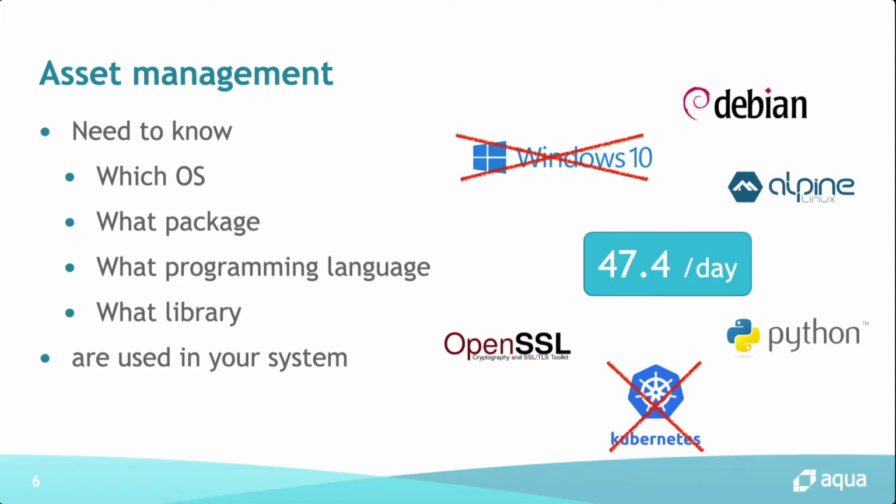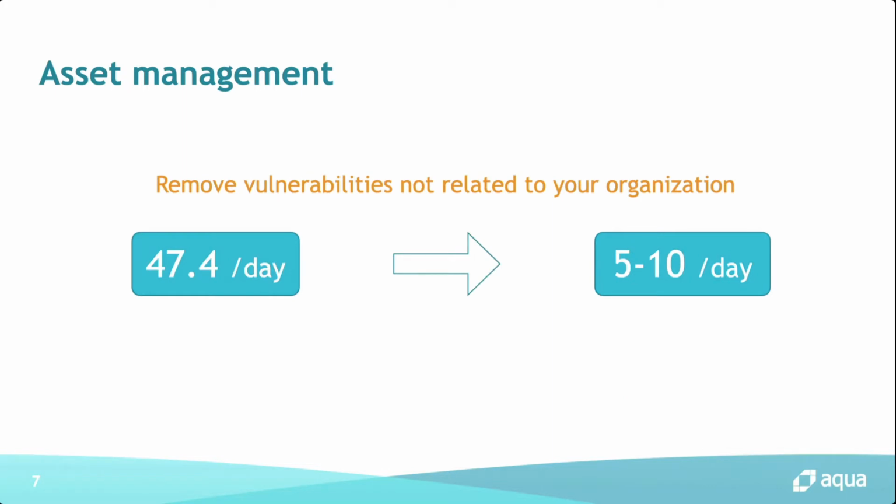You should know which OS, package, programming language, library, and equipment are used in your system. If you remove vulnerabilities related to software your system isn't using, you can reduce the vulnerabilities you have to look into. For example, it might be 5 or 7 vulnerabilities, depending on your organization.